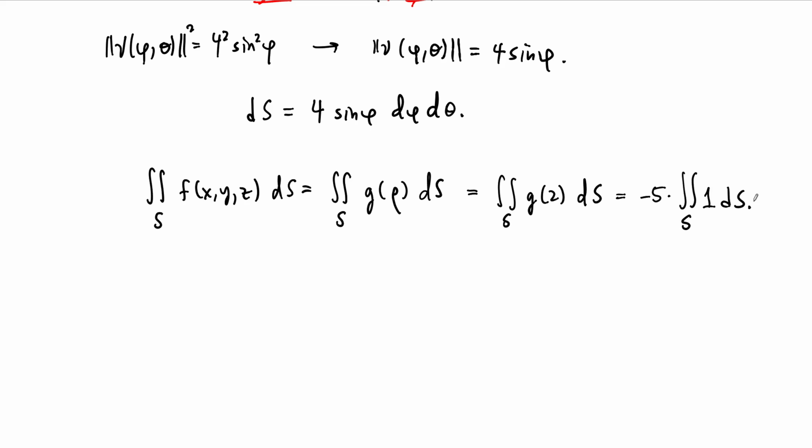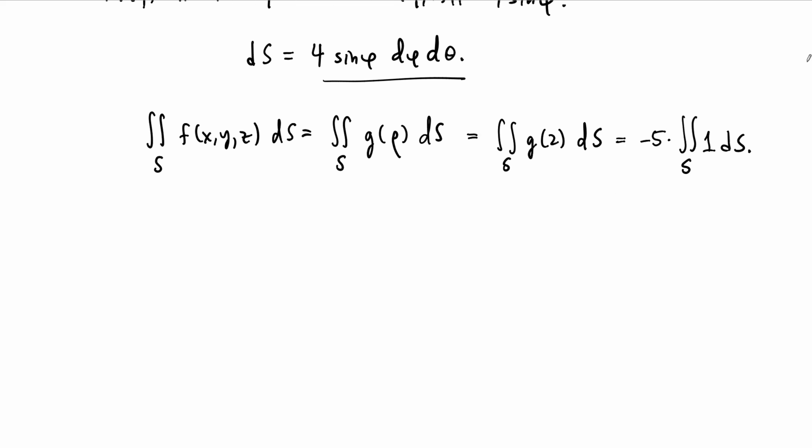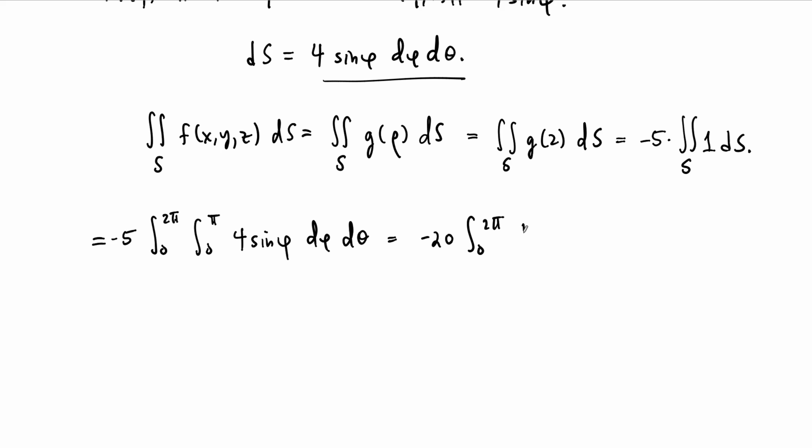So this is minus 5 times the surface area. And like I said, we know a formula for the surface area of a sphere, but let's work it out. So we've got this formula here. That's what we have to integrate up, right? So this is going to be minus 5, integral 0 to 2 pi, integral 0 to pi of 4 sine of phi d phi d theta. All right, and this can get broken up now. So we have minus 20 integral 0 to 2 pi d theta. There's no thetas here. Times integral 0 to pi sine of phi d phi.